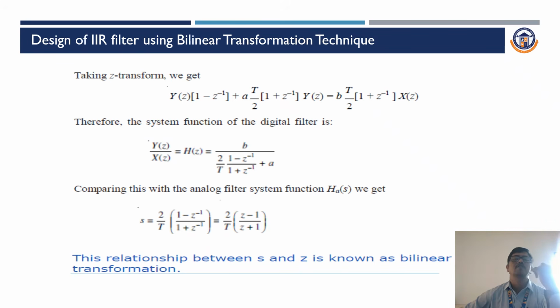You have to find the system function of the digital filter, H(z), which is nothing but Y(z) by X(z). Rearranging, finally you get H(z) = b divided by [2/T (1 minus z inverse)/(1 plus z inverse) plus a]. So s equals 2/T (1 minus z inverse)/(1 plus z inverse), or in other form 2/T (z minus 1)/(z plus 1). This relationship between the s and z domains is called the bilinear transformation equation.